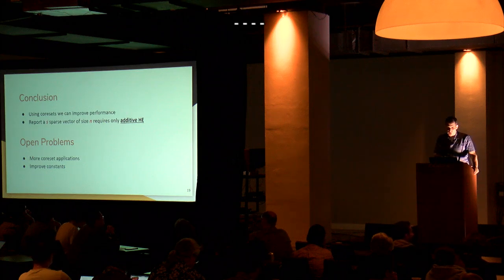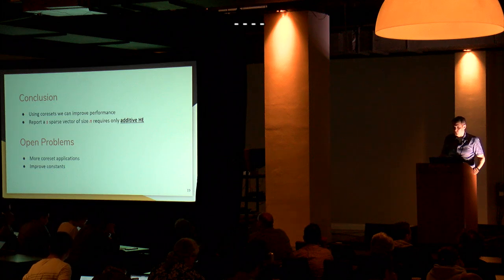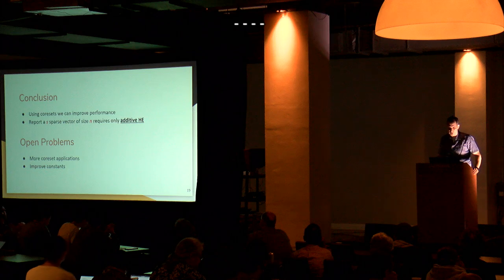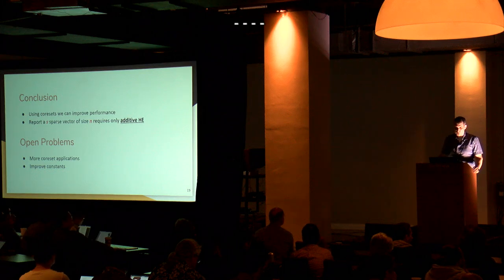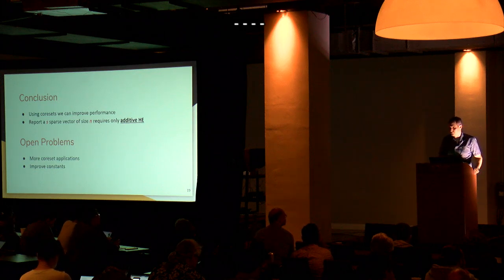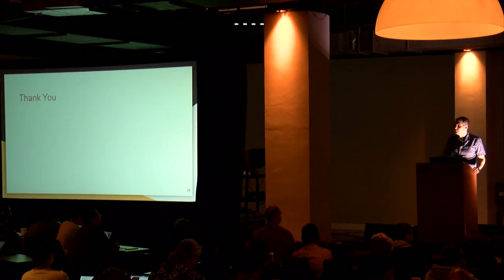So to conclude, we saw that we can use coresets to improve performance of MPC, multi-party computation protocols, and FHE more specifically. We saw that we can report an s-sparse vector of size n using only additive homomorphic encryption. I would like to see more applications using coresets to improve MPC or other protocols. And specifically for this application, we want to improve the constants, which is already work in progress. We suspect that we can improve the constant by using a better sketch or by having a tighter analysis of the algorithm. Thank you.